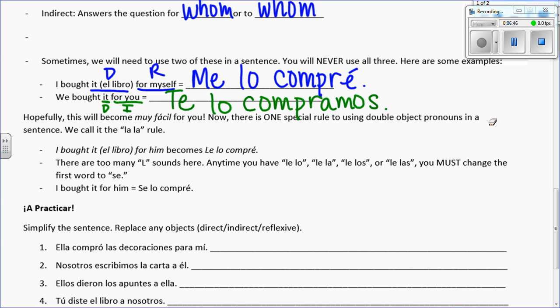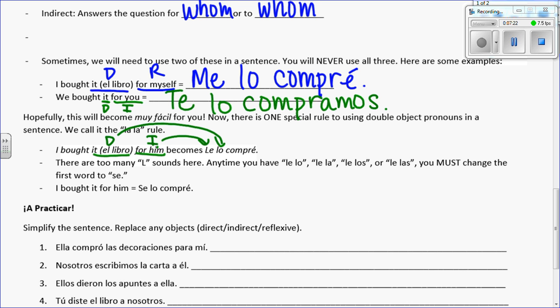Now there is one special rule that I think I may have made up. Well, I didn't make the rule itself, but the name for it I did. It's for using double object pronouns in a sentence. And I'm going to call it the la rule. Okay? So, when you have a sentence like, I bought it for him, him is my indirect object. So it's going to become le. And el libro is my direct object. It becomes lo. Here there are too many L sounds. Le lo compré sounds weird.